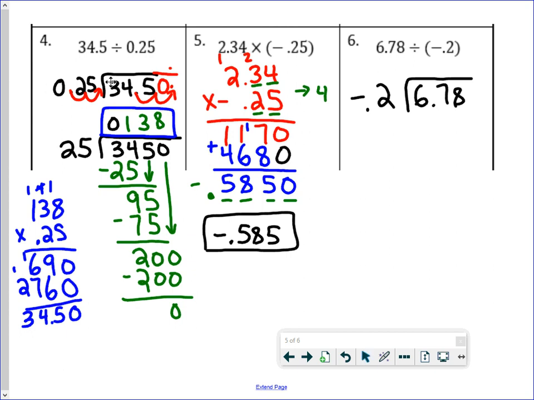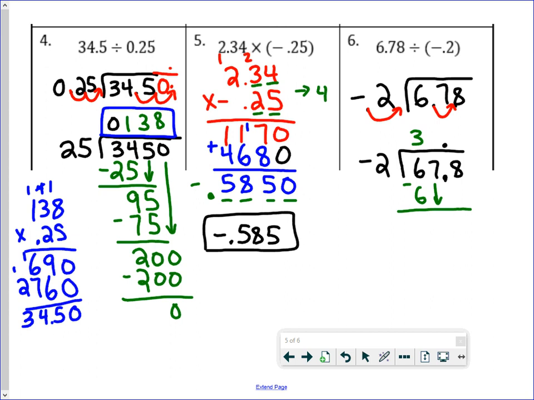Once again, the divisor, we got to move the decimal point, so I'm going to move it once to give it a whole number. I'm going to rewrite it so it's easier to see. So I have negative 2. Instead of 6 and 78 hundredths, I now have 67 and 8/10. I'm going to put my decimal point up there so I don't lose track of that. All right, so 2 goes into 6 3 times. I'm going to worry about the negative at the end so that I don't get too confused here.